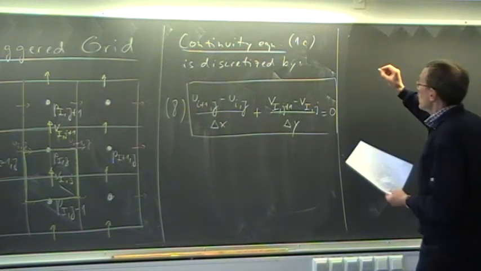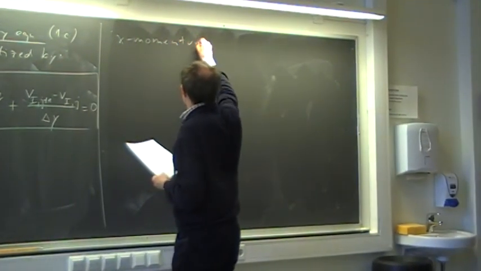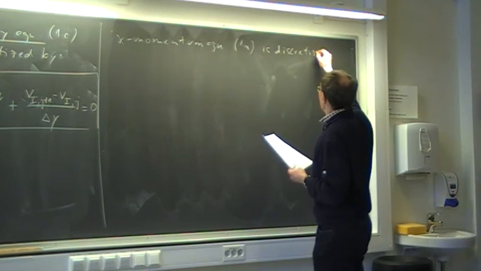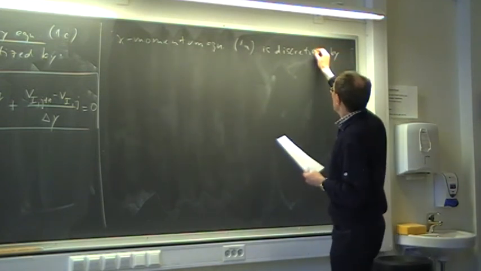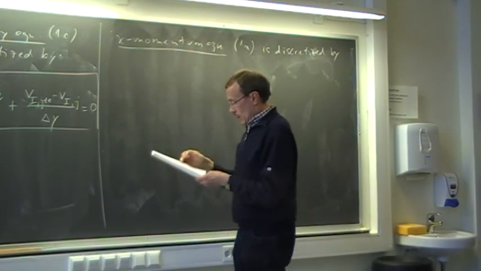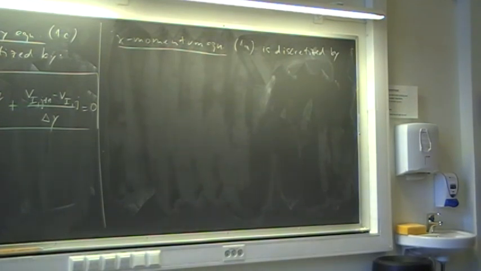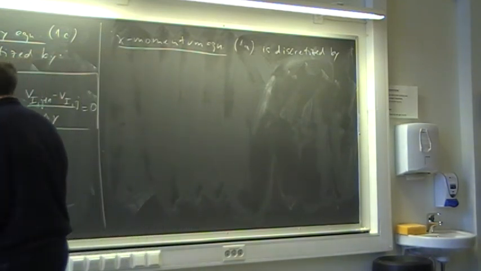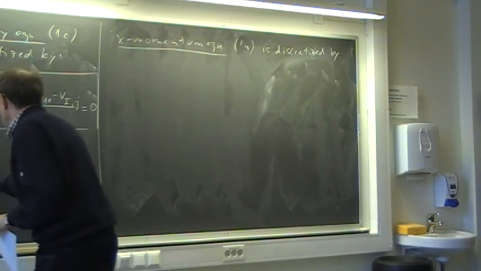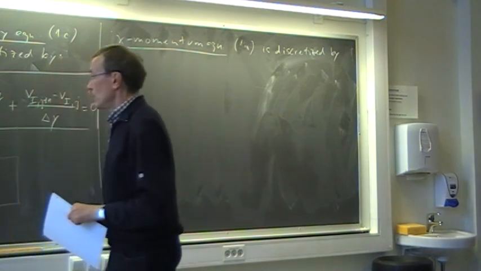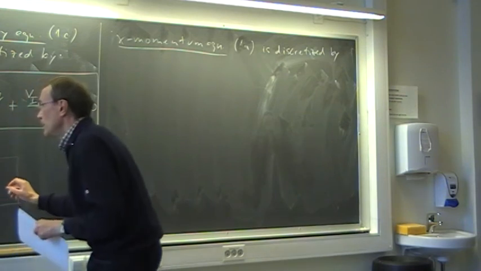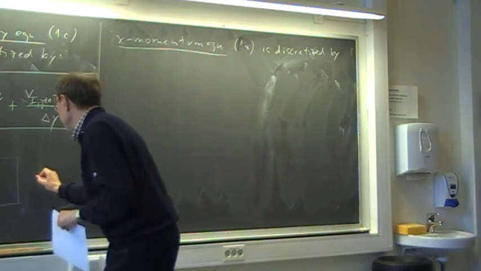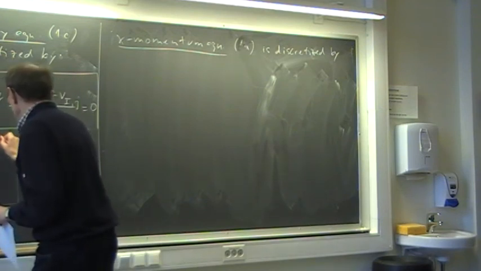For the x-momentum equation, that is 1a, is discretized by, then we highlight this, the red one here. So it's the so-called U cell that we have there. So we have here the U I J. Then we have here a neighbor, here a neighbor, here a neighbor, here a neighbor.